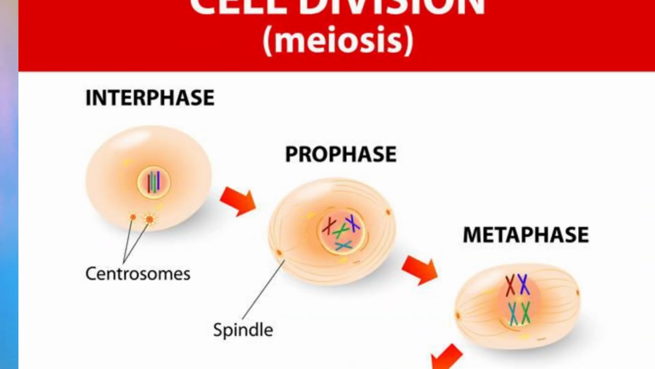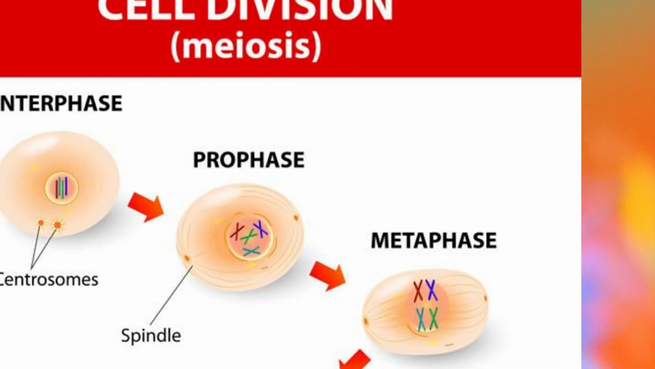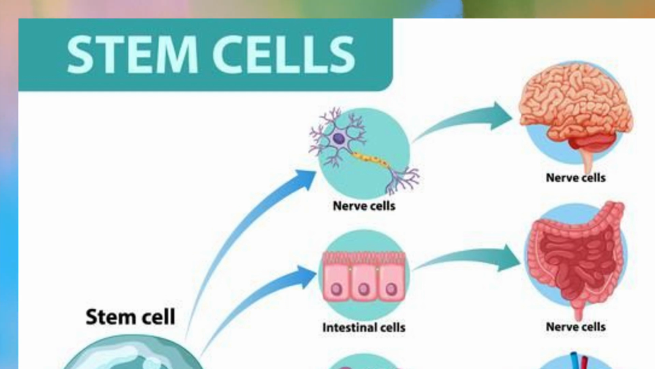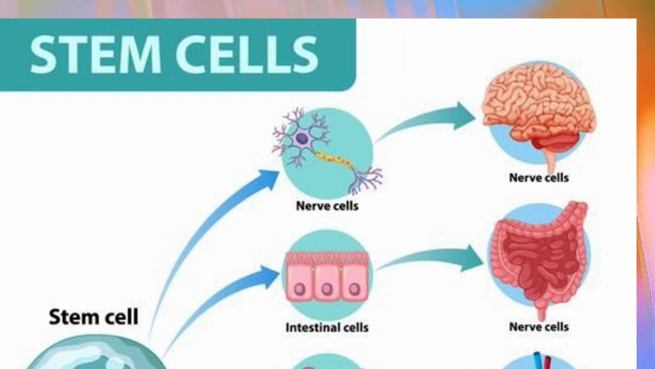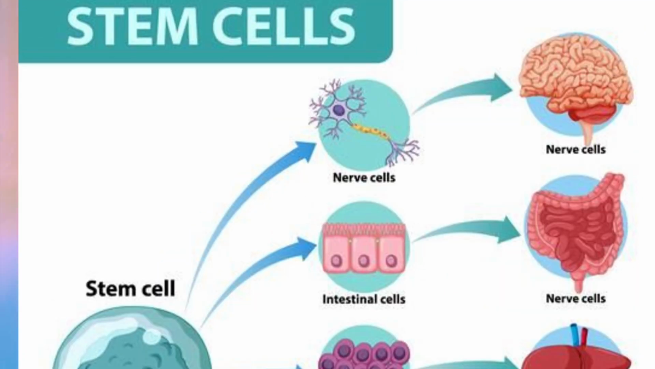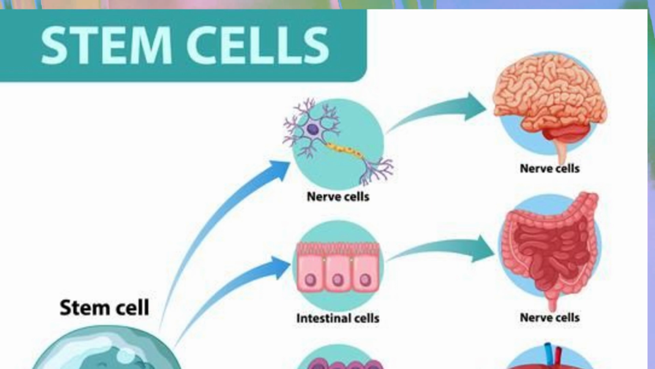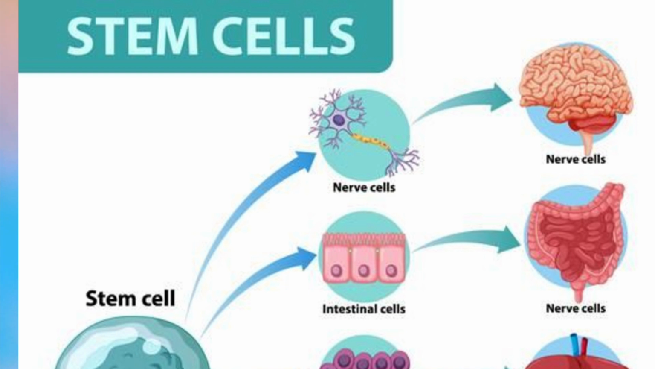Stem cells, the masters of cellular potential. One special type of cell worth mentioning is the stem cell. Stem cells are like the blank slates of cellular existence. They have the unique ability to differentiate or transform into other cell types. This ability makes them invaluable in medicine, as they can potentially be used to repair or replace damaged tissues.